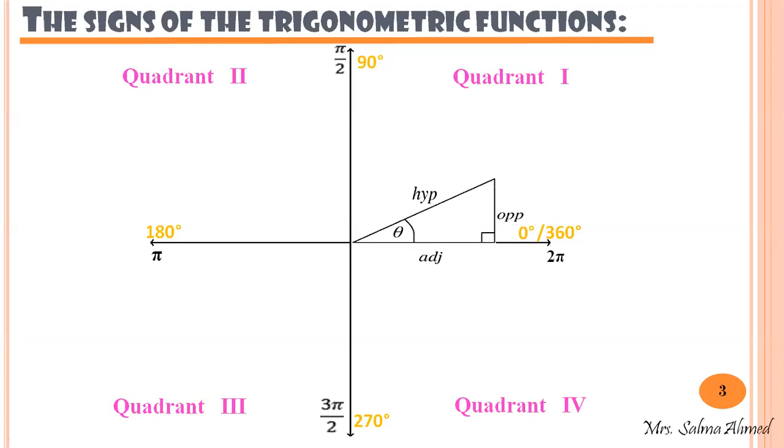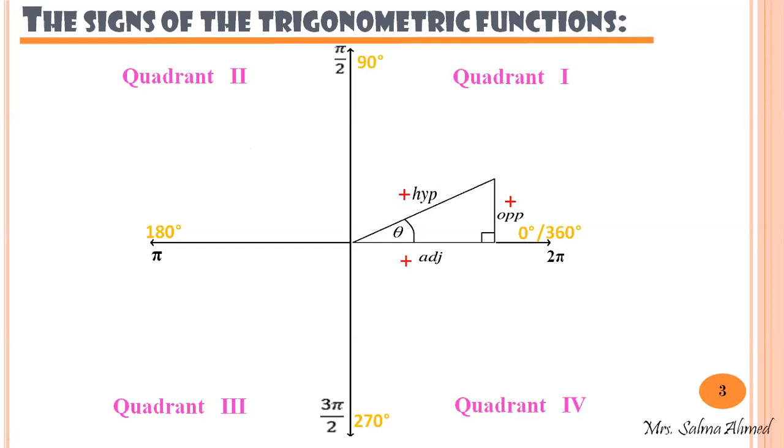So if I have theta in the first quadrant, I'm going to complete it as a right triangle. So theta in quadrant 1, the adjacent is on the positive side of the x-axis, and the opposite is parallel to the positive side of the y-axis. So adjacent and opposite are positive, and the hypotenuse is always positive. So the signs are all positive.